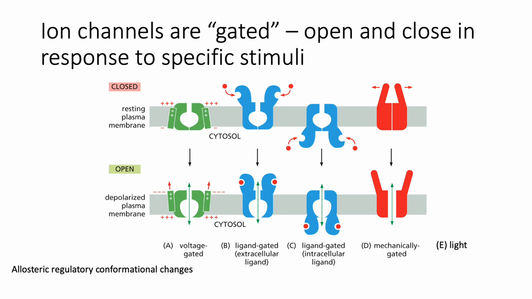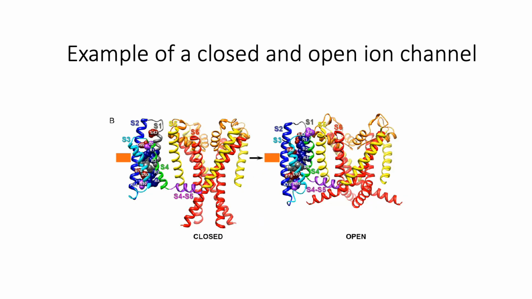So examples of open and closed channels, basically they are allosteric conformational changes, and this next slide just shows that. So here's an example of X-ray crystallography that was performed on a closed channel. This is a ligand-gated channel, and on an open channel, and you can clearly see that there are changes in the conformation of the protein, and these changes would allow the passage of these ions.